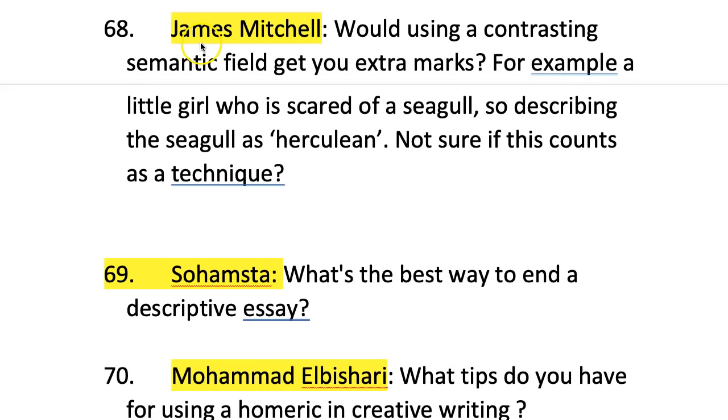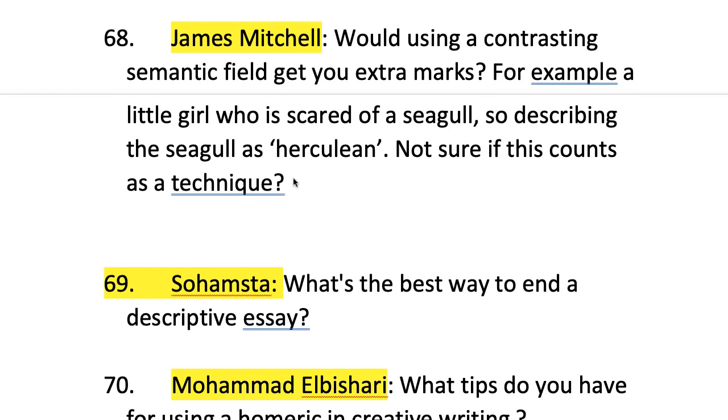James Mitchell, would using a contrasting semantic field get you extra marks? For example, a little girl who is scared of a seagull, so describing the seagull as Herculean. Not sure if this counts as a technique. Well, James, this totally does work as a technique. We would call it juxtaposition. And if I ran away and looked up the Greek terms for rhetoric, I'm sure there's a Greek term for it as well. But more important than that, it is a brilliant way to write.